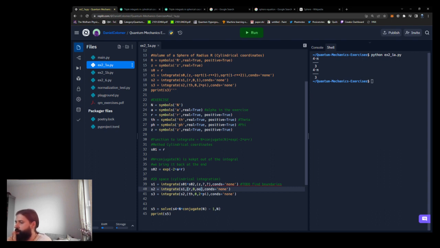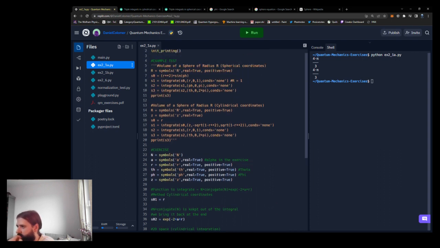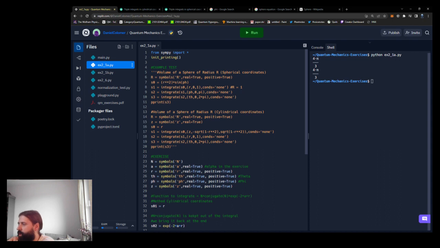And theta, we know that it goes to pi. So that's the easy one. So now the question is, how do we find these boundaries? How to find Z? Or I'm also thinking, wouldn't it be easier to just use spherical coordinates?